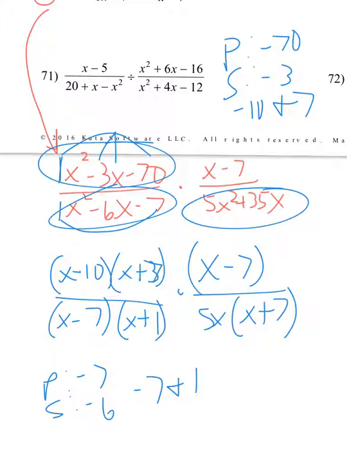Oops, this should be x plus 7 here. Sorry, I made that mistake. We have negative 10 and 7. That's x plus 7 there.